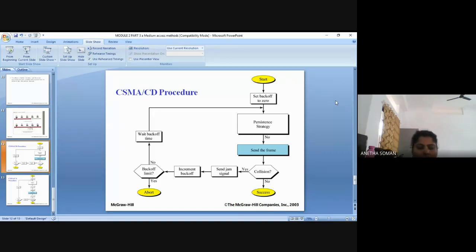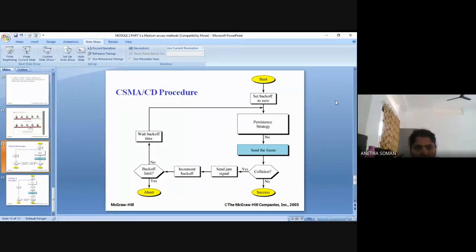The meaning is that the first time, the station waits for a time between 0 and 2 power 1 times the maximum propagation delay. The second time, if a collision happens, it will wait again for between 0 and 2 power 2 times the maximum propagation delay. So different waiting times are there, and then again they have to sense the medium. That is the working principle of CSMA/CD. I will explain the flowchart in the next class.